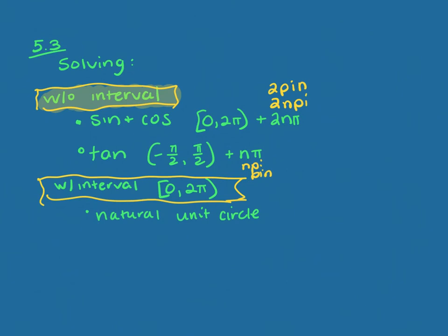Those are all open-ended. There are 3 multiple choice mixed in with the verifying, but all the solving are open-ended. And then if it does give you the interval, the 0 to 2 pi, then we use the whole natural unit circle. Whether it's sine, cosine, or tangent, you use the whole natural unit circle. Okay, the only other thing is pay special attention to your multiple angle ones.